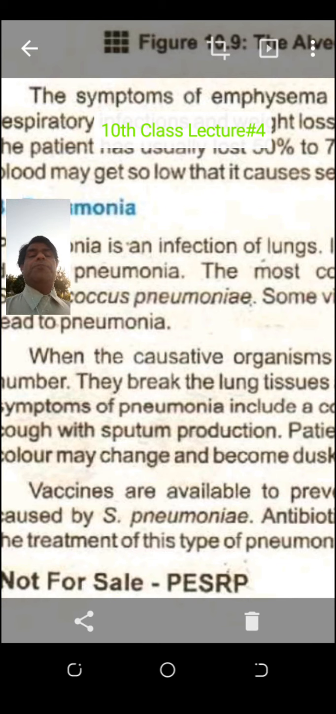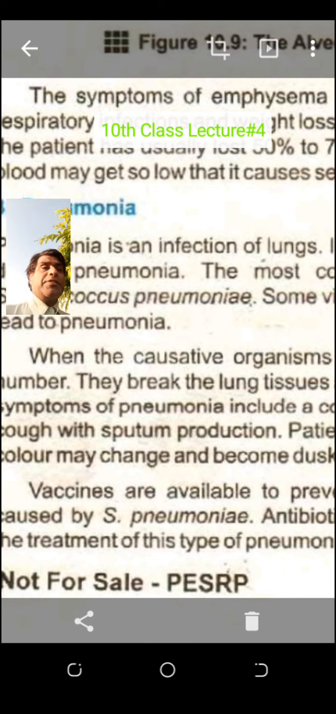The top symptom in a respiratory disorder is that the air passage will block. When the air passage blocks, sputum production takes place, the extra mucus comes out, coughing takes place, and sneezing takes place. So these are all the symptoms of pneumonia.